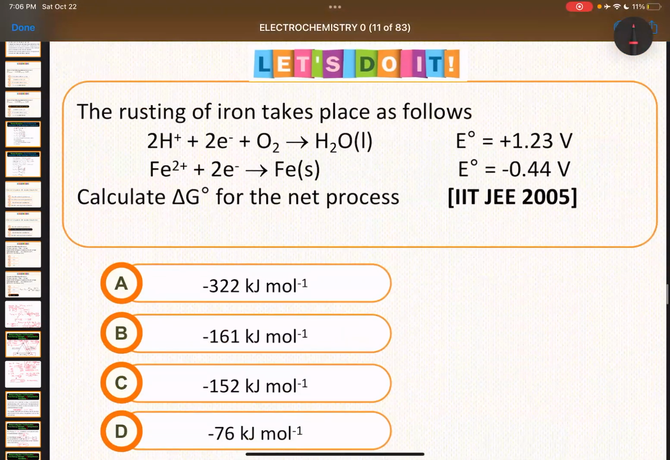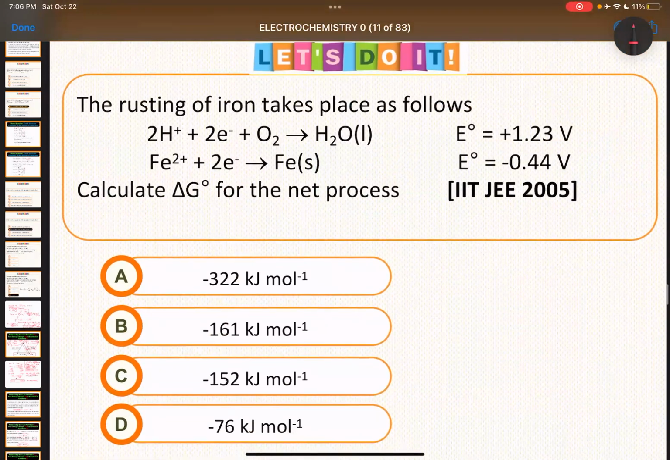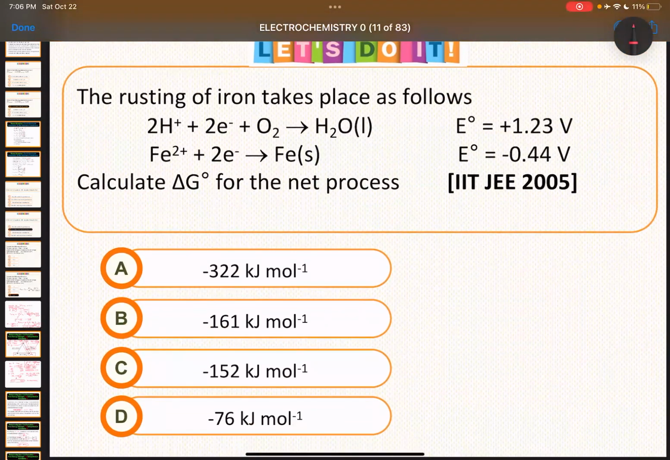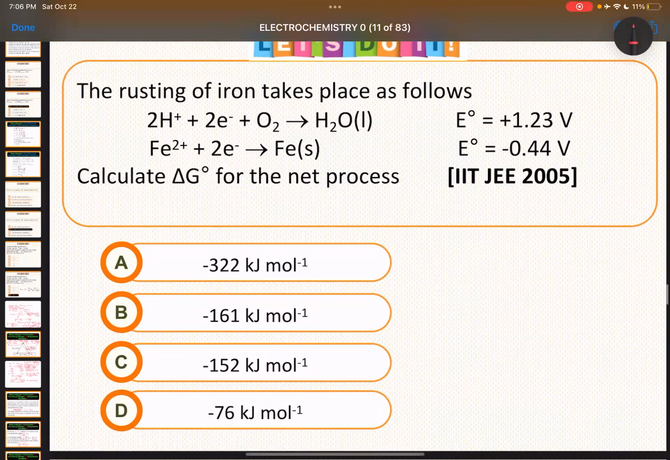So you can calculate this. This is the basic question. You can write the overall equation, and from that you can calculate. Just try it and then we will do.